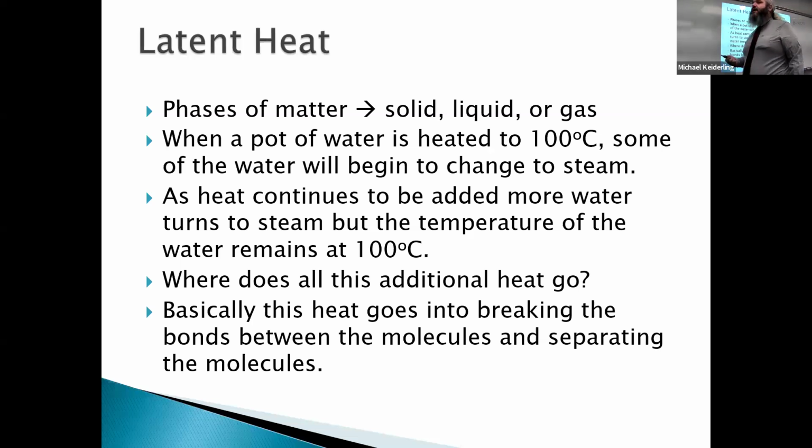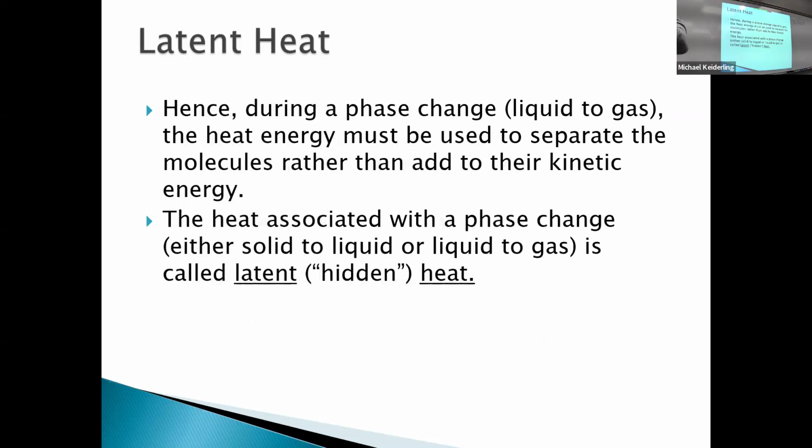So, if you start with a hunk of ice, you heat it up until it melts, where it will convert into a liquid. You've broken the bonds that kept it as a solid. You heat it up some more. Eventually, it will hit boiling. It'll boil, convert into a gas. You break the bonds that hold it as a liquid to turn it into a gas. So during a phase change from liquid to gas, the heat energy needs to be used to separate the molecules rather than to add to their kinetic energy, increase their temperature.